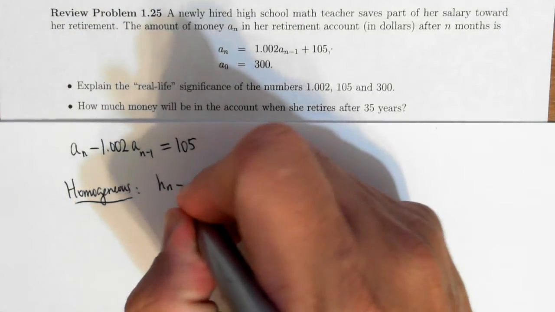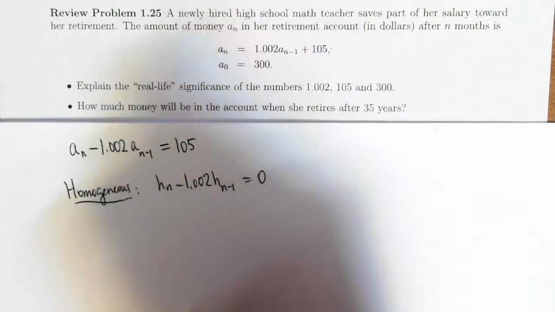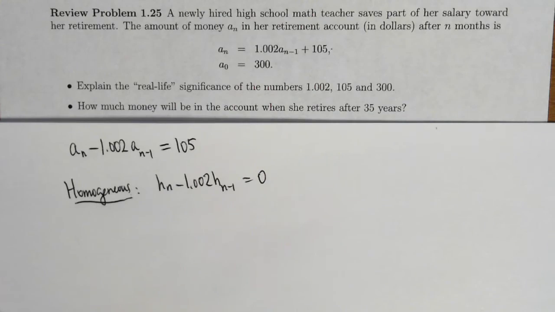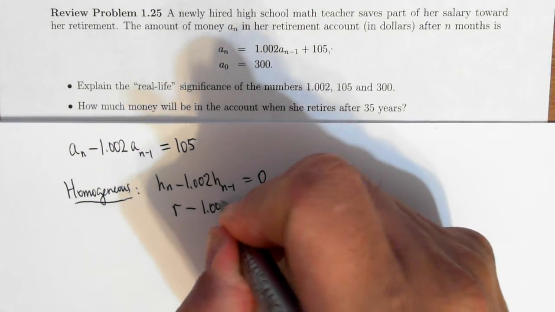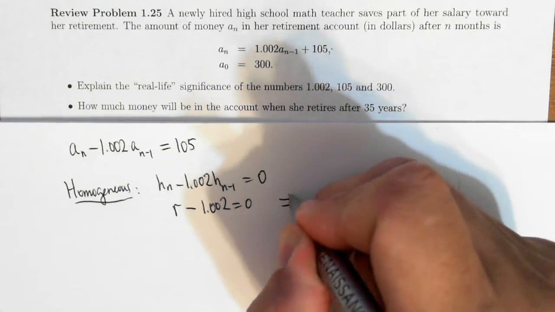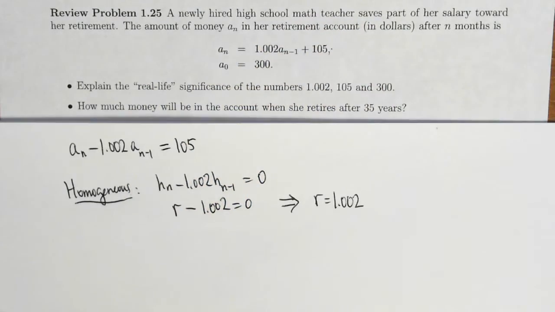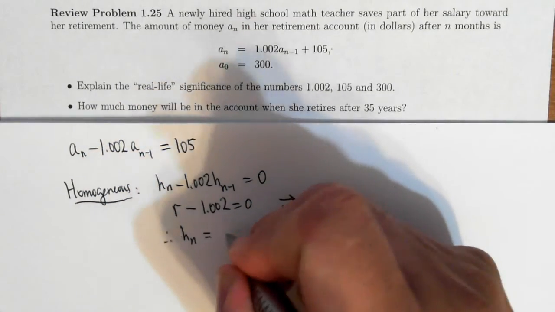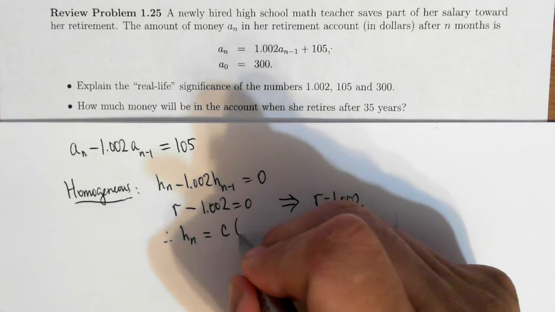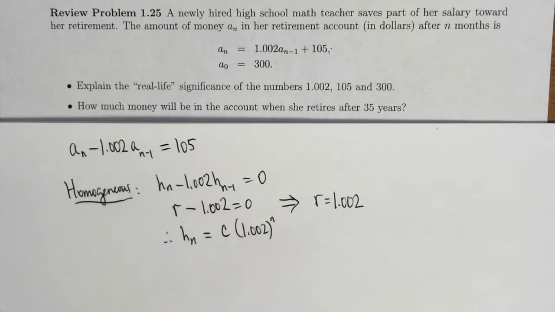So h sub n minus 1.002 times h sub n minus 1 equals 0. So the characteristic equation would be r minus 1.002 equals 0. And clearly the solution for this is r equals 1.002. And so therefore the solution of the homogeneous equation is going to be a constant times 1.002 to the n, for a constant to be determined later.